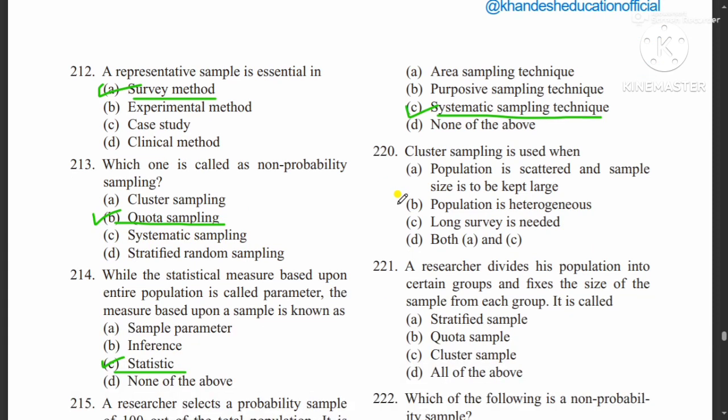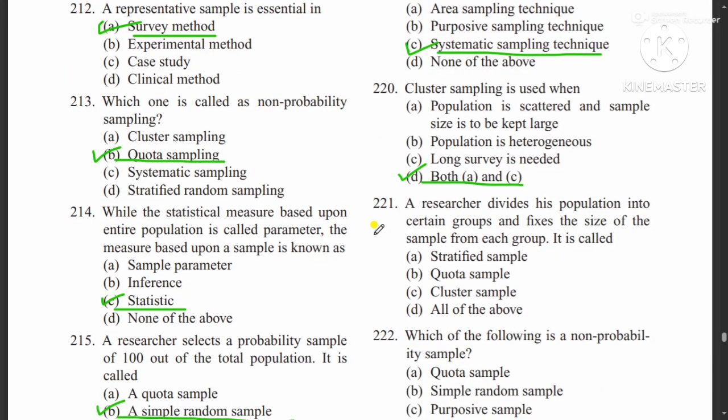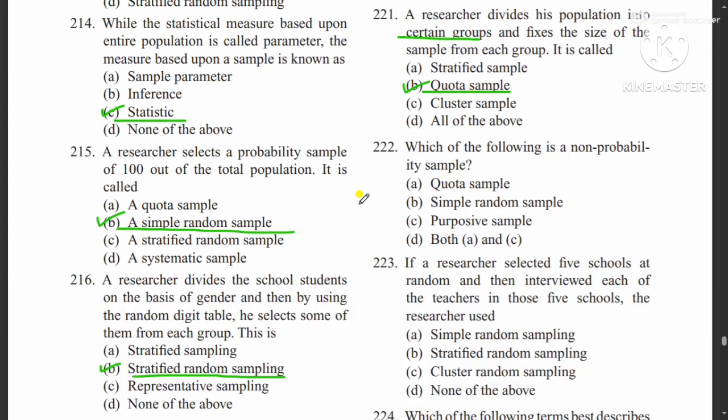Cluster sampling is used when? Both A and C. Option D is correct. A researcher divides his population into certain groups and fixes the size of the sample from each group. It is called option B, quota sample. Groups, certain groups. This is in quota. Which of the following is the non-probability sample? Option D, both A and C.